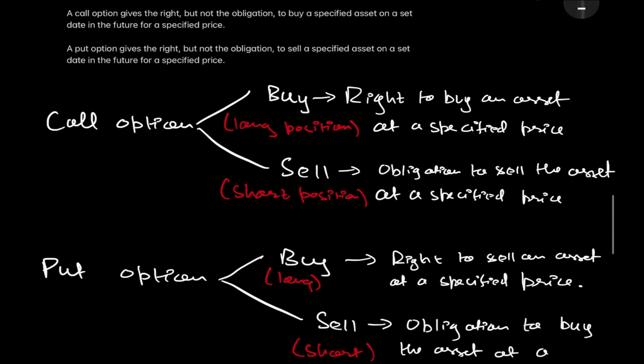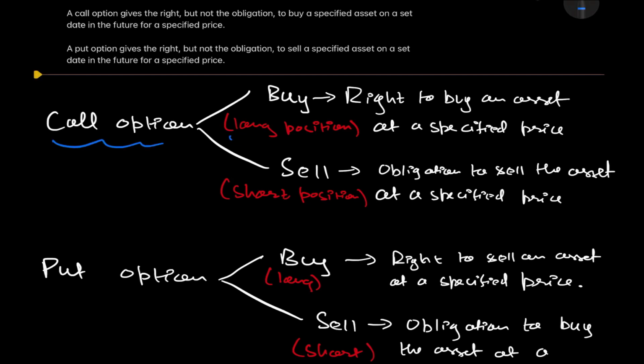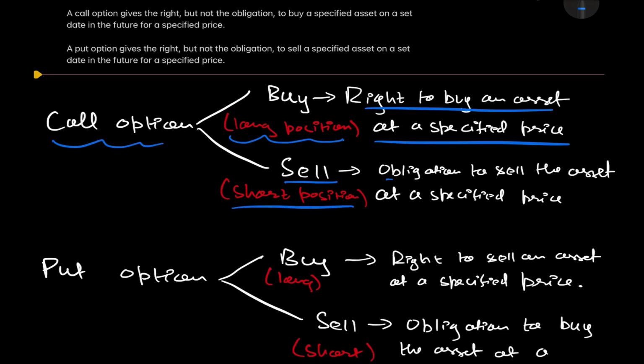So basically if you have a call option and you take a long position on it, that is, you buy it, then you have a right to buy an asset at a specified price at a specified future date. We'll talk about the date aspect as well, but just consider it to be any date in the future. If you sell a call option, that is, if you write a call option, then you are at a short position and you have an obligation to sell the underlying asset. What can be the underlying asset? It can be a share, it can be a bond, it can be anything. So you have an obligation to sell the underlying asset at a specified price.